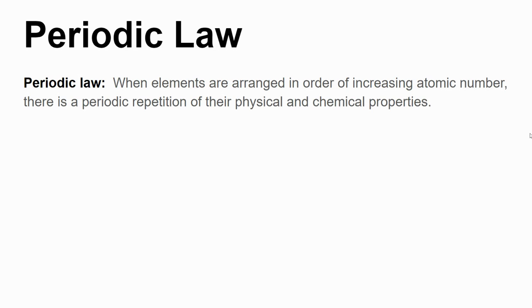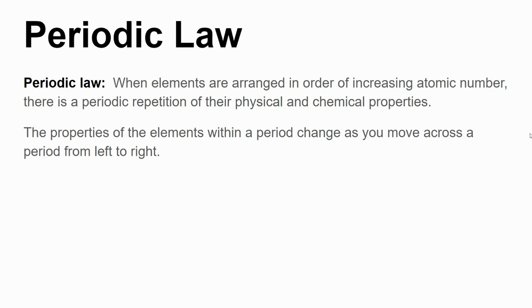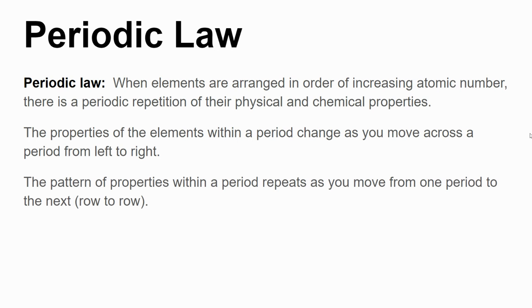Periodic law states that when elements are arranged in order of increasing atomic number, there is a periodic repetition of their physical and chemical properties. That is, within a period, when you move left to right, the properties of the elements change. However, when you go down to the next period, those properties will repeat from row to row.